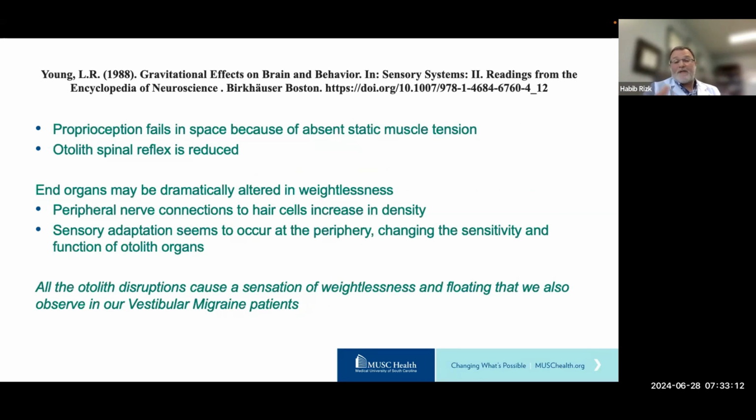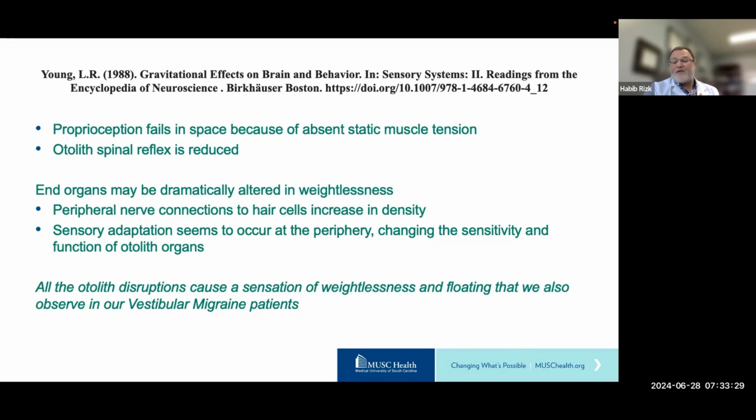Now, what is even more interesting is that in weightlessness there are also anatomical changes that occur. There are a lot of studies that were done on the optic nerve atrophy that happens in astronauts when they return after a long stay in space.